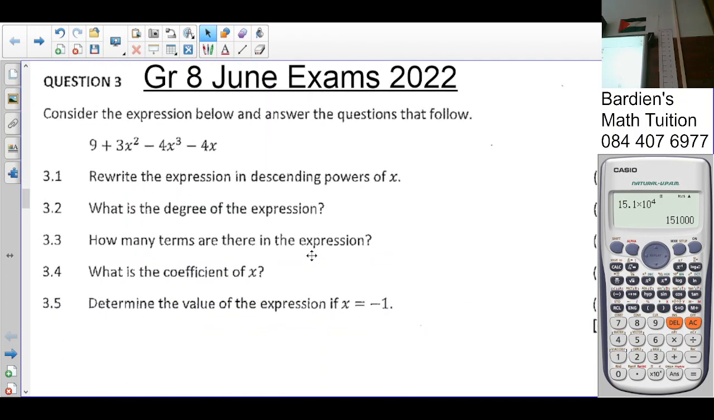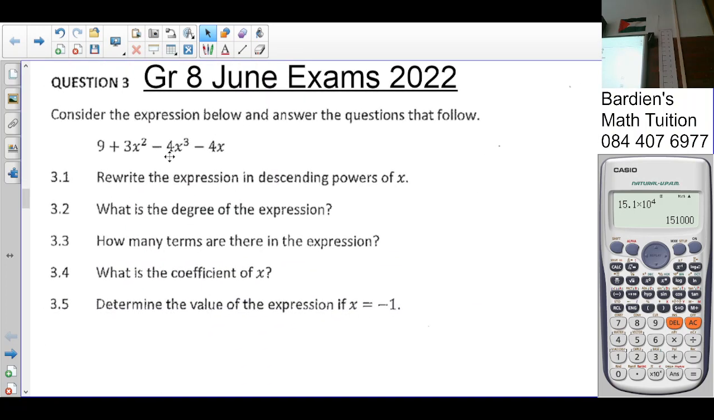Question 3. Consider the expression below and answer the question as follows. Rewrite the expression with descending powers of x. Descending powers is from biggest to smallest. So the biggest exponent on x is going to be the 3. So it's negative 4x cubed plus 3x squared minus 4x plus 9. Descending powers is biggest to smallest.